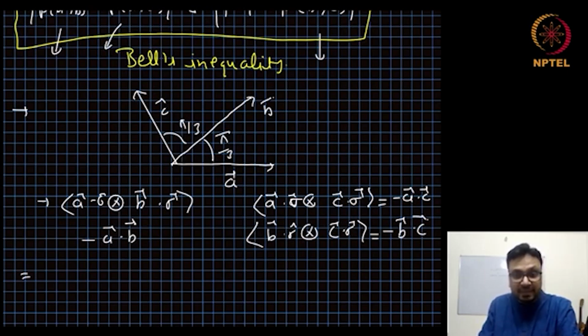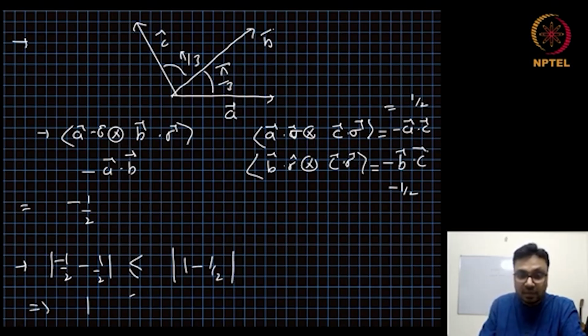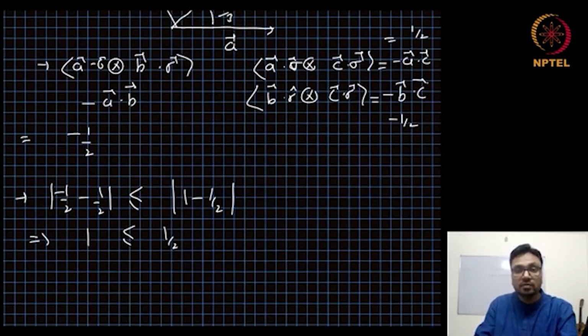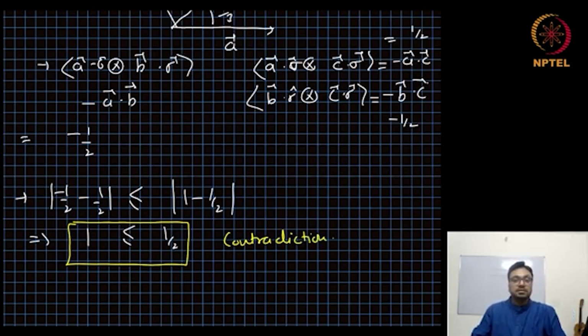Now when we have the pi over 3 angle between A and B, this expectation value becomes 1 over 2. This becomes, A and C is 2 pi over 3, so this becomes 1 over 2, and this here becomes minus 1 over 2. If we substitute it up there, we get 1 over 2 minus minus 1 over 2 less than or equal to 1 minus 1 over 2. That is, 1 less than or equal to half, which is a clear contradiction. This points toward the conclusion that a local hidden variable model for quantum mechanics is not possible.